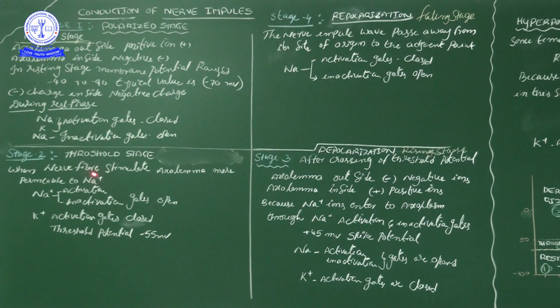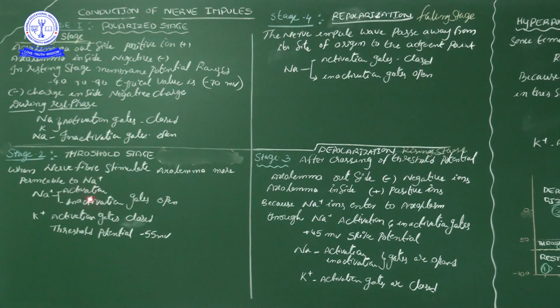that give electric disturbances on the axolemma. Then, because of the disturbances, the movement of ions between the axolemma and axoplasm starts. When it starts, automatically the threshold stage is caused. When nerve fibers are stimulated, the axolemma becomes more permeable to sodium ions. Okay, now what will happen there?